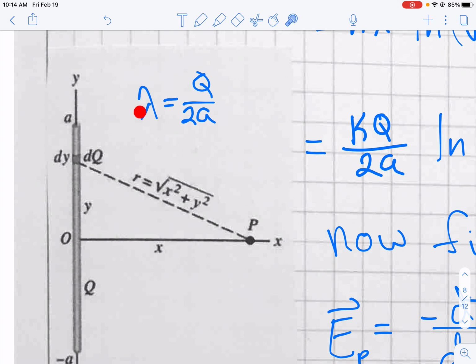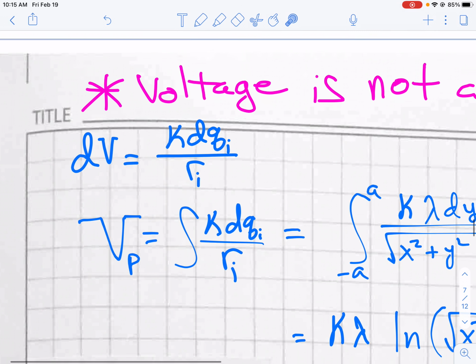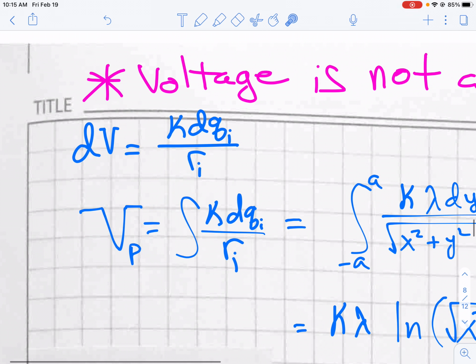Our charge density is our charge divided by the length. Charge per unit length is lambda. Sigma would be charge per unit area. Rho would be charge per unit volume. So for any individual charge, the voltage for a point charge is V equals KQ over R. So here we're going to have dV equals K dQ over R.